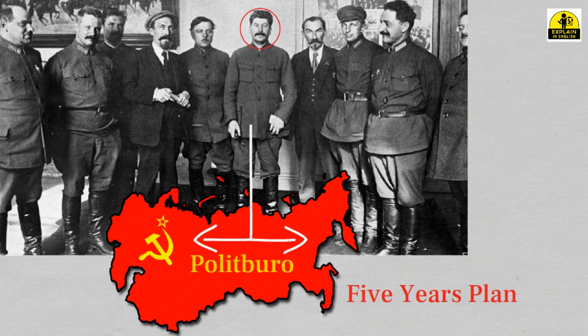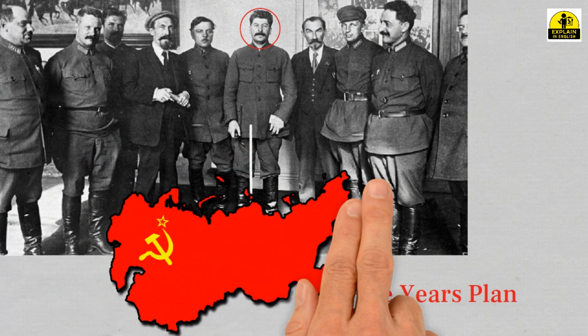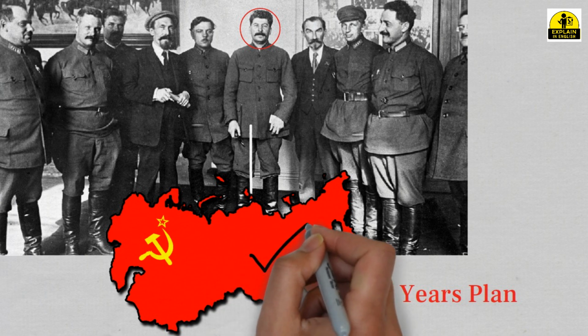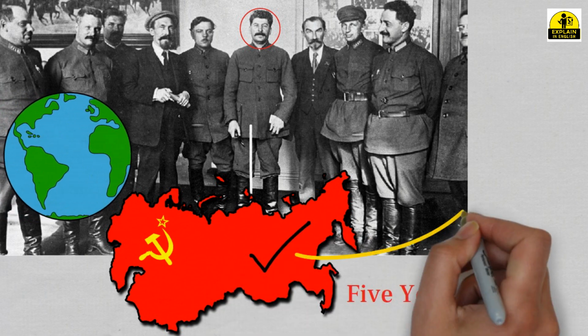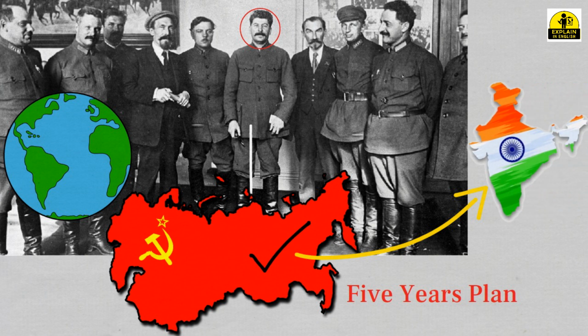In 1928, the USSR was the first in the world to introduce a 5-year plan policy. Seeing their success, the rest of the countries across the world also followed. India too was one of the followers. And in most of the democratic countries of the world, even today, this 5-year policy is present.